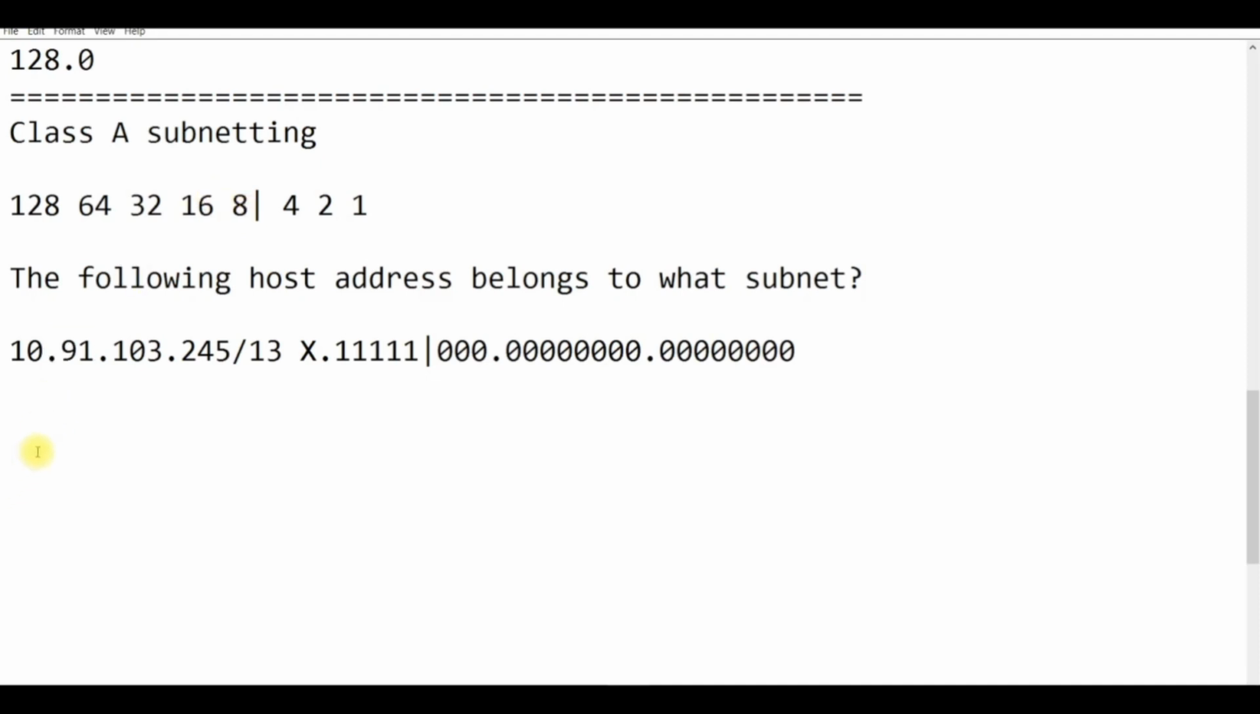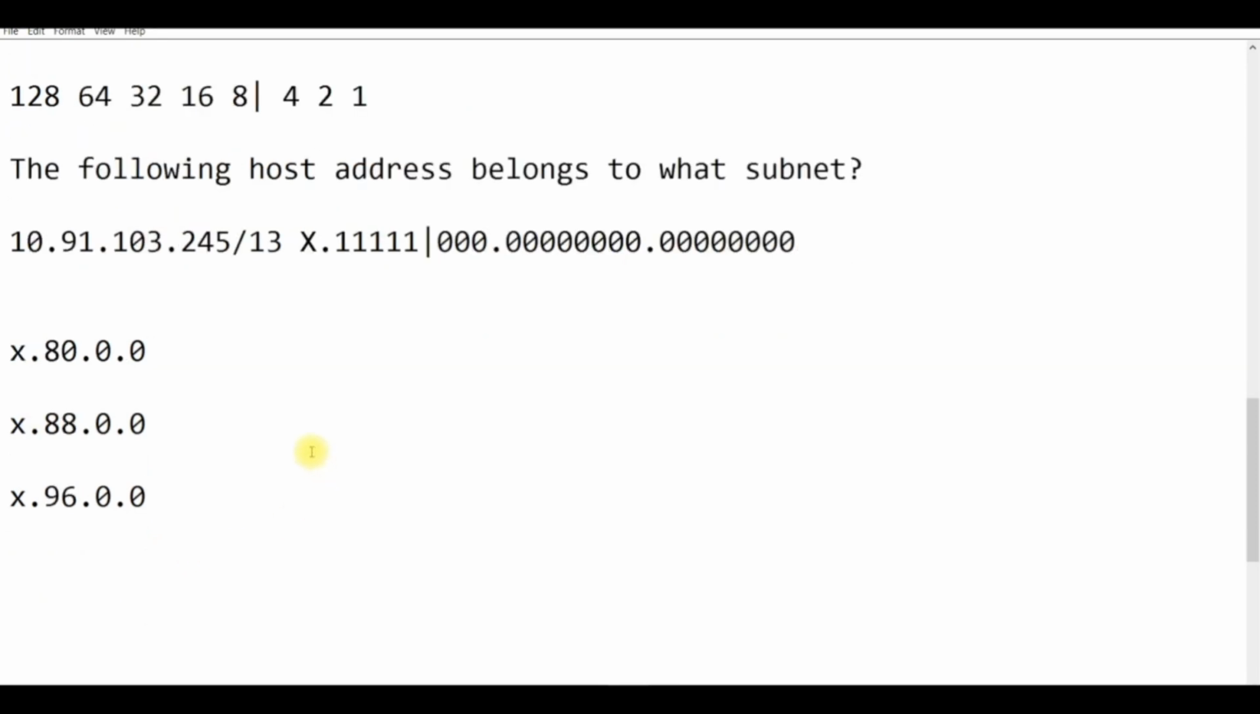Let's start from there. So remember, x dot, so we know where we're at. x.80.0.0, right? x.88.0.0, right? And then x dot, let me enter one more time to give you space. x.96.0.0. Okay, so we got these increments. I'm going to lower this page a little bit.